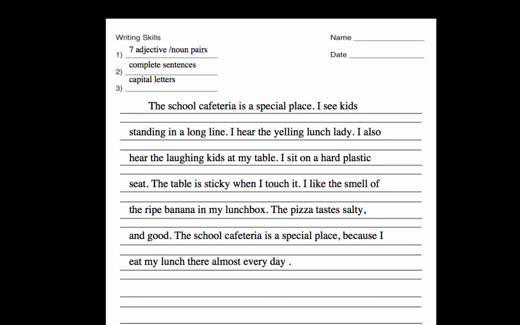Now read your story to yourself. Does it make sense? Does each sentence sound right? If a sentence doesn't sound right, it probably needs to be fixed. Go back and rewrite it. Look back at the writing skills section of your paper. Did you include 7 adjective-noun pairs in your writing? Count them.